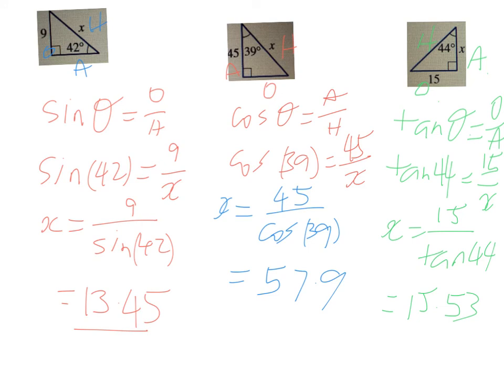Just like the previous ones, we label the three sides of the triangle, and whichever two we have information for determines whether we use sine, cos or tan. Substitute our values. If the thing we're solving for is at the bottom, then we swap it, and then we just solve away.